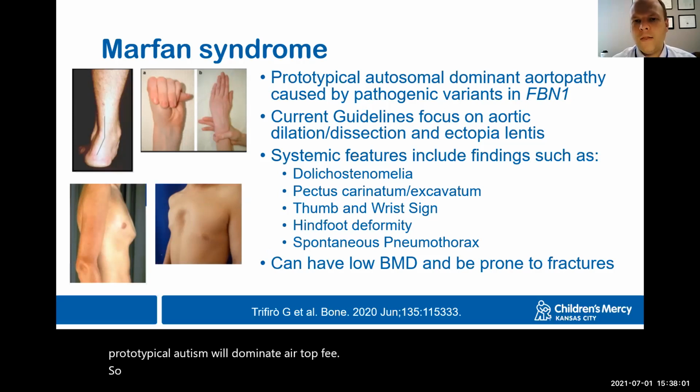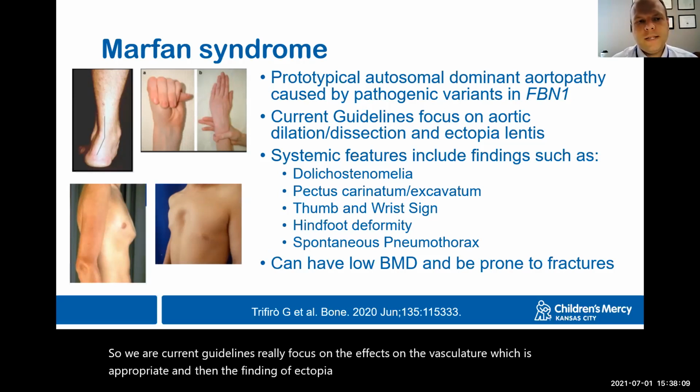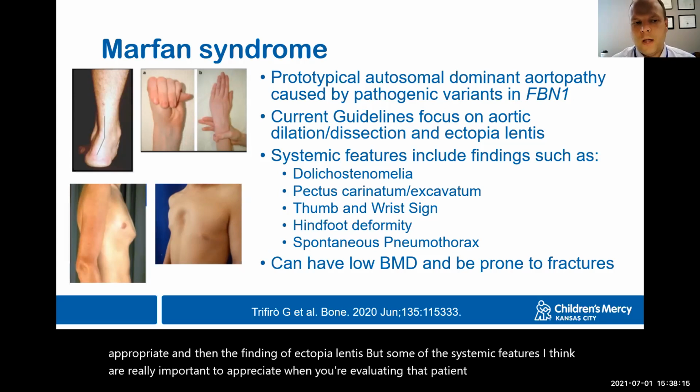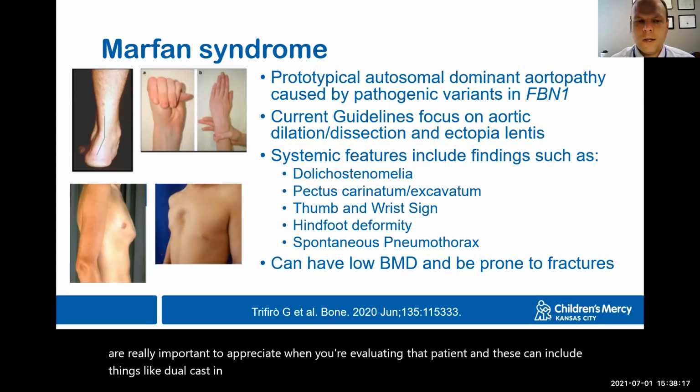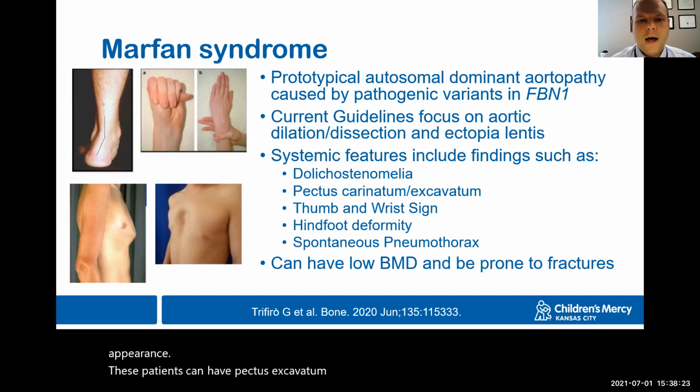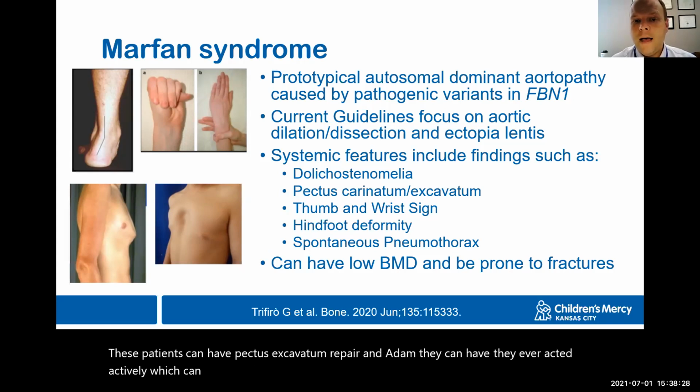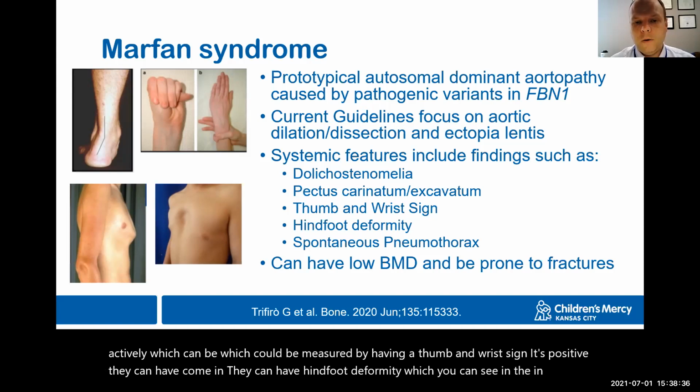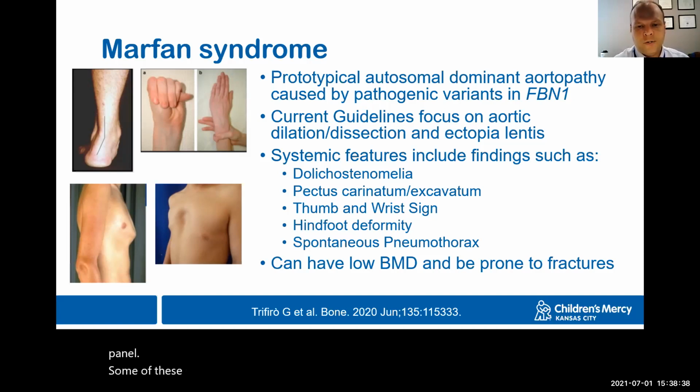So our current guidelines really focus on the effects on the vasculature, which is appropriate, and then the finding of ectopia lentis. But some of the systemic features I think are really important to appreciate when you're evaluating that patient. And these can include things like dolichostenomelia, kind of that long and slender disproportionate appearance. These patients can have pectus excavatum or carinatum. They have arachnodactyly, which can be measured by having a thumb and wrist sign that's positive. They can have hindfoot deformity, which you can see in the top left panel. Some of these patients will also have spontaneous pneumothorax.